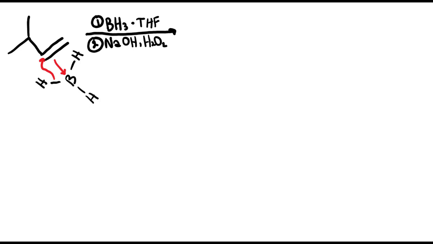And this is actually weird because in previous reactions that we've talked about, we've added the hydrogen to whichever carbon had more hydrogens, which is also known as the less substituted carbon. And in this case, we're actually adding the hydrogen to the more substituted carbon instead, the carbon with less hydrogens. And so what we've effectively done is we added the BH2 to the less substituted side, and we added the hydrogen to the more substituted side.